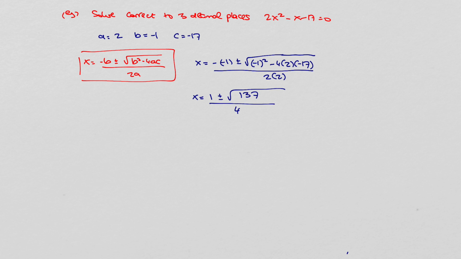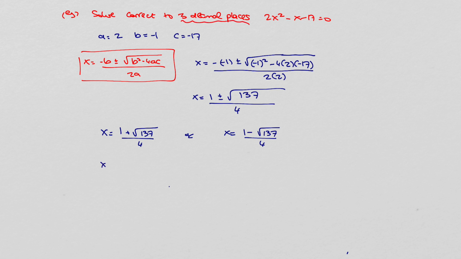So what that basically means is that x must equal 1 plus the square root of 137 over 4, or x is equal to 1 minus the square root of 137 over 4. So that would be our answer in surd form, because we cannot simplify the square root of 137, but the question has clearly stated that it wants our answer correct to 3 decimal places.